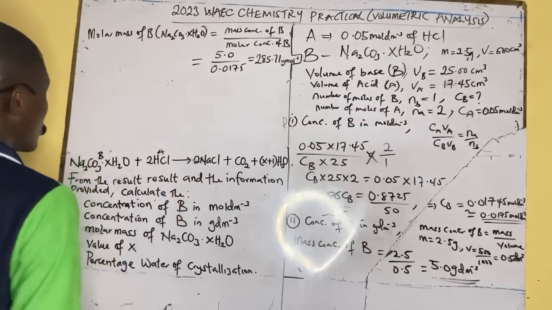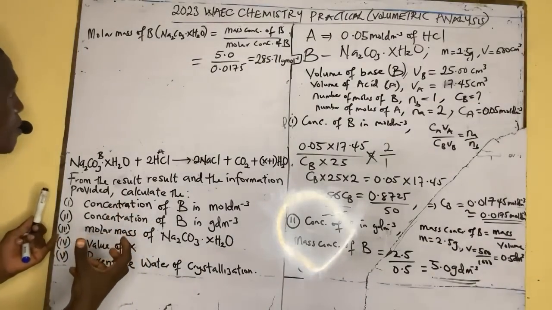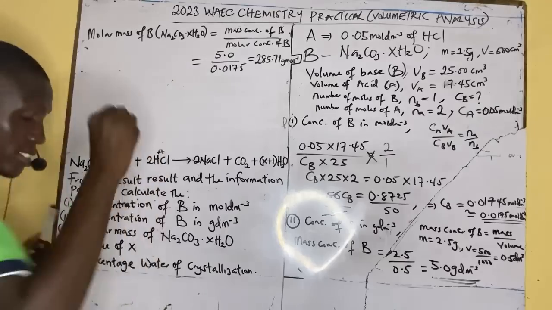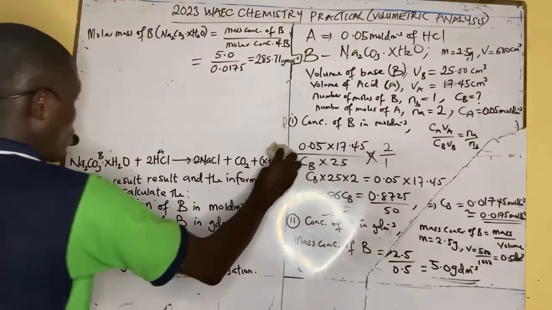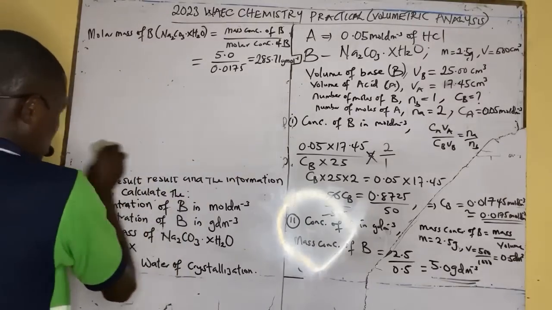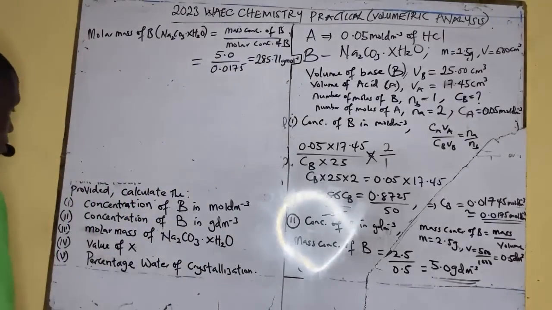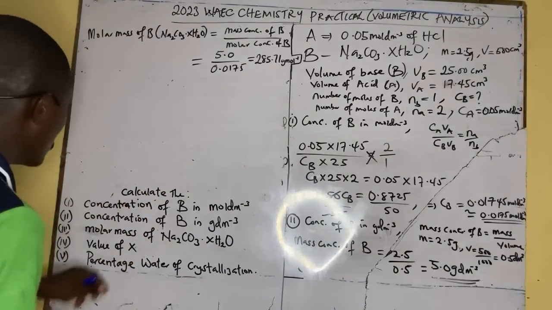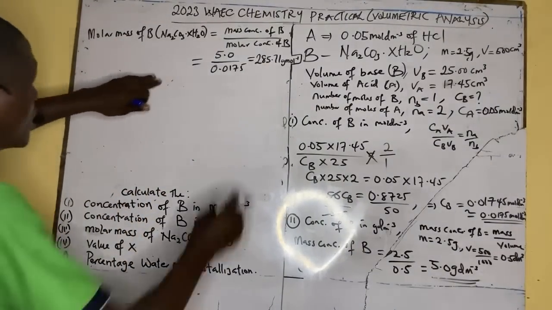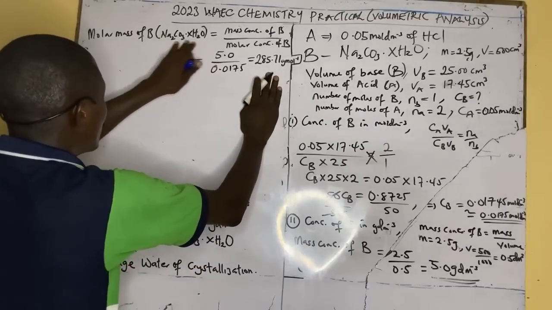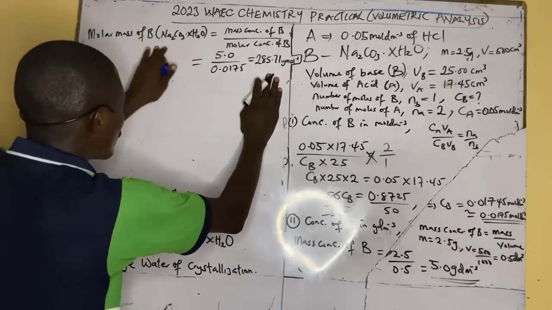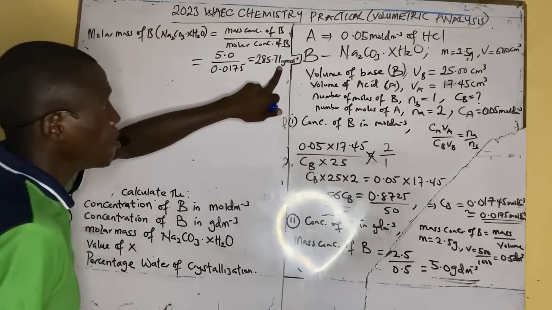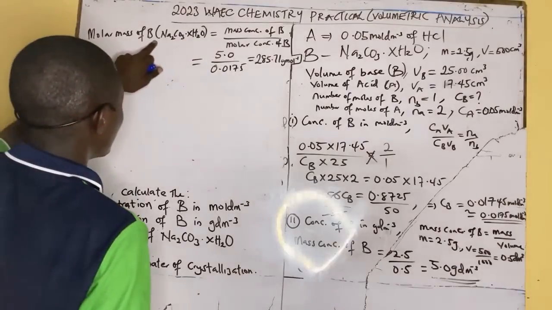So I've successfully calculated the molar mass of B, 285.71 gram per mole. Then the next one is to calculate the value of x. To calculate the value of x, since we have gotten the molar mass, just equate the molecular formula to the molecular mass.